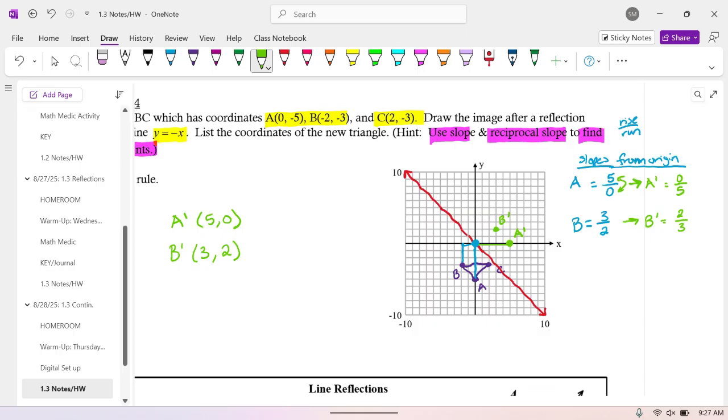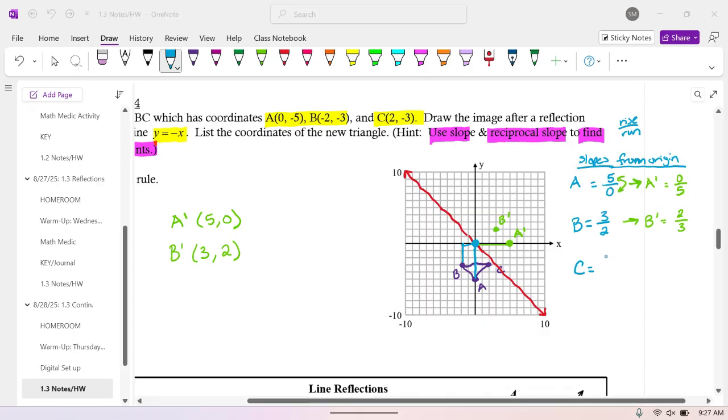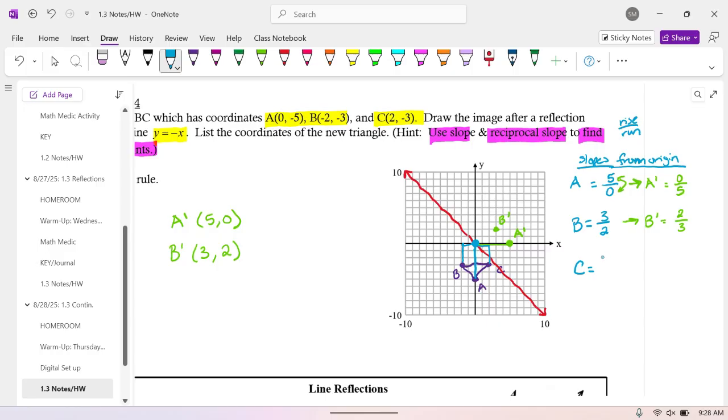Now, try C on your own. Take a minute, try C on your own. Now, pay attention to the direction you're doing your rises and your runs, all right? So, for example, if your run is going to the left, it'll probably be what? Negative.